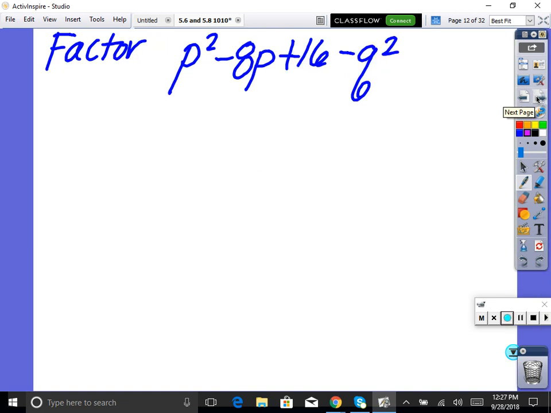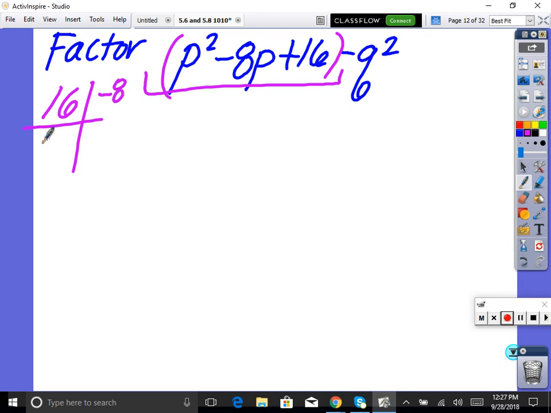Okay, so it doesn't factor by grouping, even though we could check. So then instead we would group the first three terms, pull out the greatest common factor. We could, but there's not a greatest common factor. So looking at this, we would factor it. What multiplies to be 16 and adds up to be negative 8? 4 times 4, negative, negative. We can quick factor, so this factors to be p minus 4 times p minus 4. So I'm going to write p minus 4 squared minus q squared.